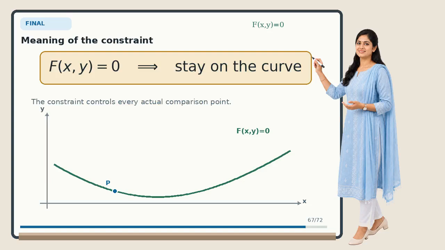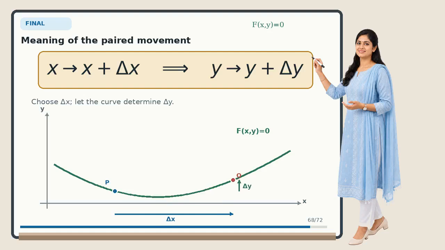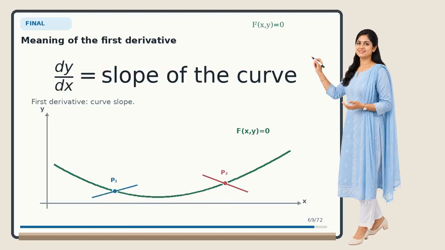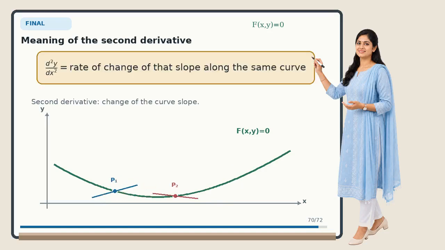F of x comma y equals 0 means stay on the implicit curve. When x changes by delta x, y must change by the corresponding delta y required by the curve. dy by dx means the slope of that implicit curve at the current point. d squared y by dx squared means the rate at which that slope changes as the point moves along the same curve.